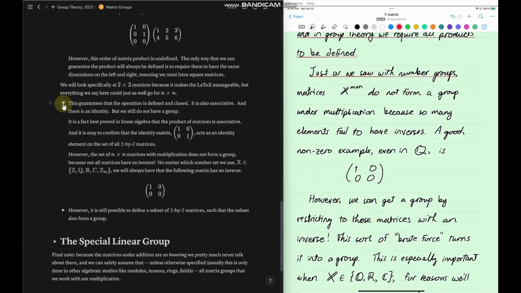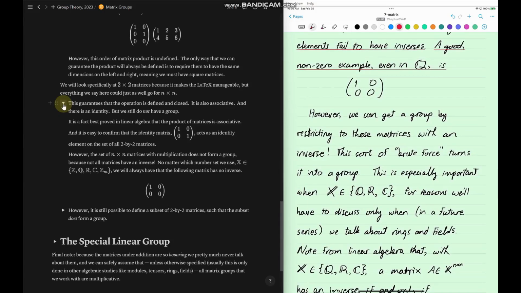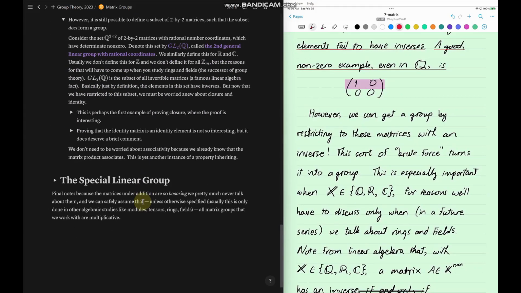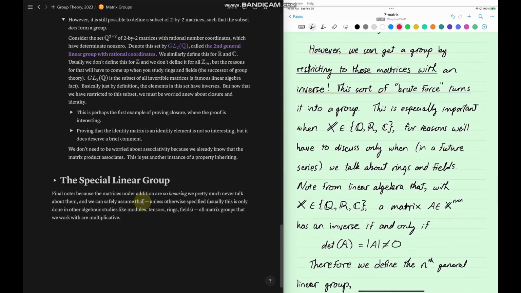Just as we saw with number groups, matrices X to the m cross n do not form a group under multiplication because so many elements fail to have inverses. A good non-zero example, even with coordinates in the rationals, is the matrix 1, 0, 0, 0. However, we can get a group by restricting to those matrices with an inverse. This sort of brute force turns it into a group.